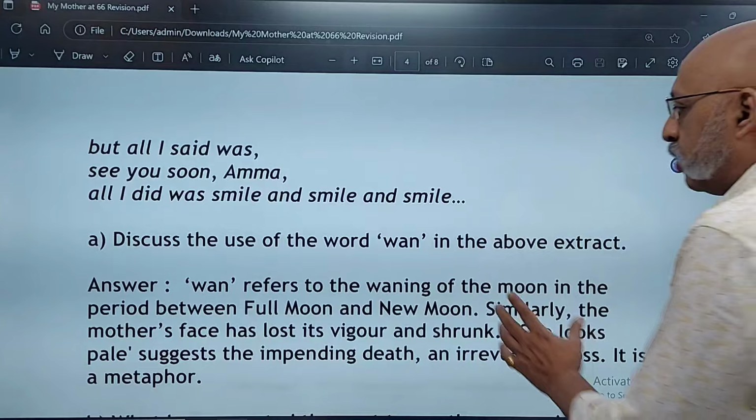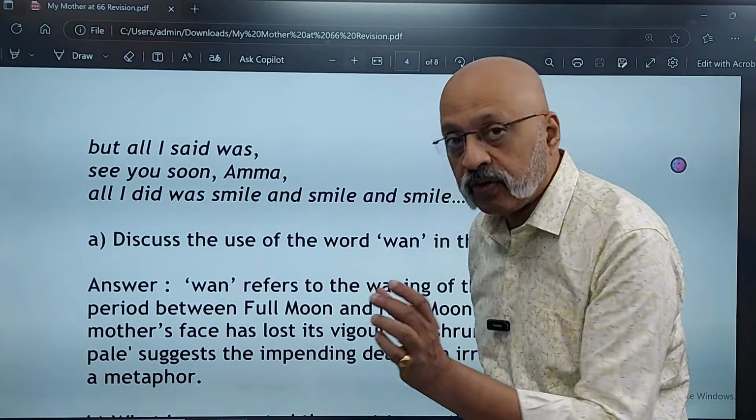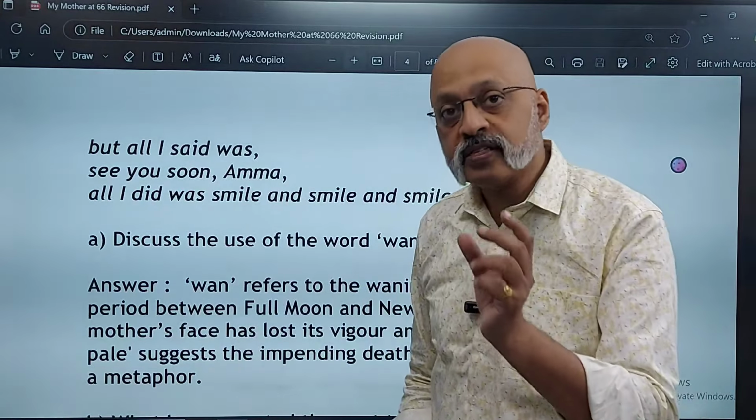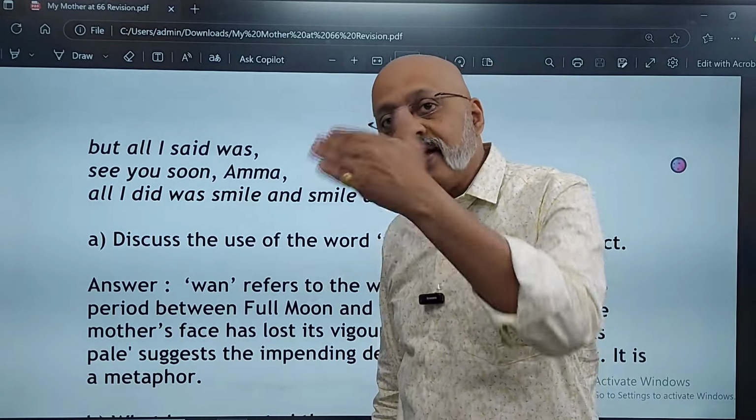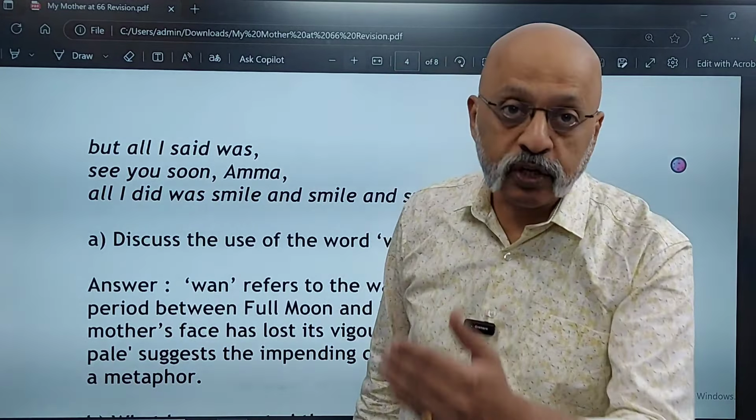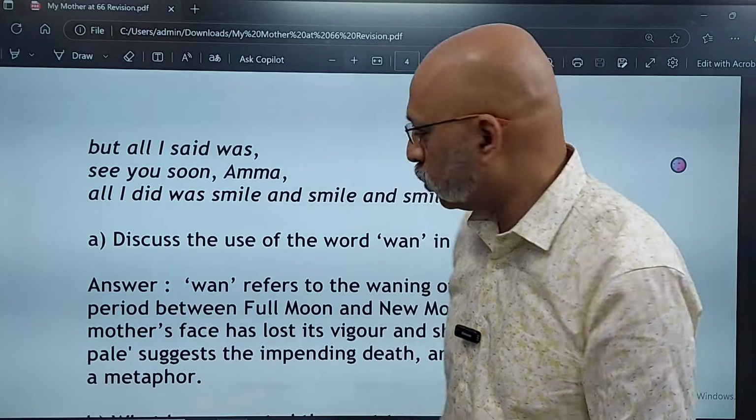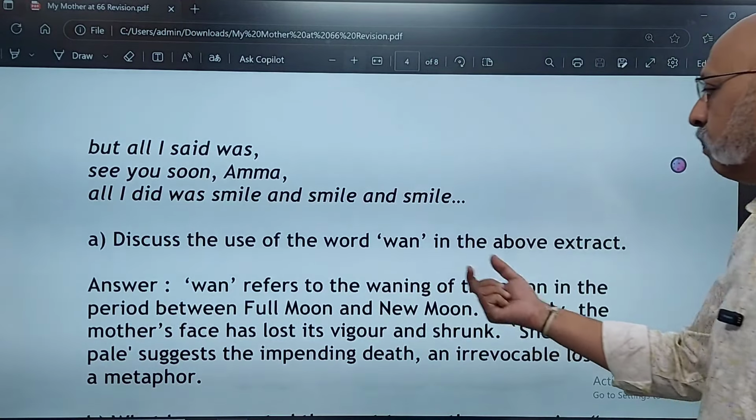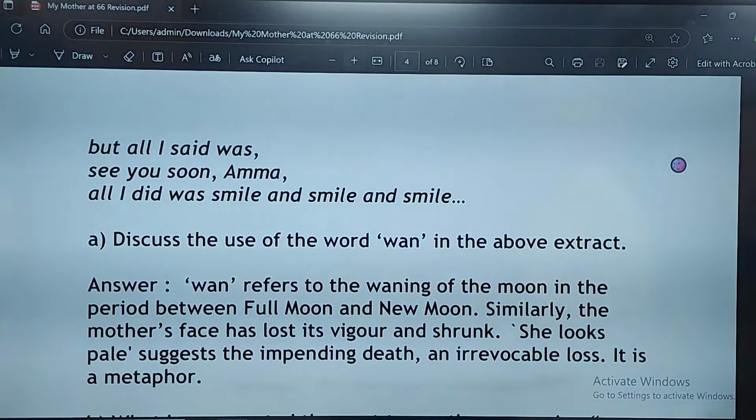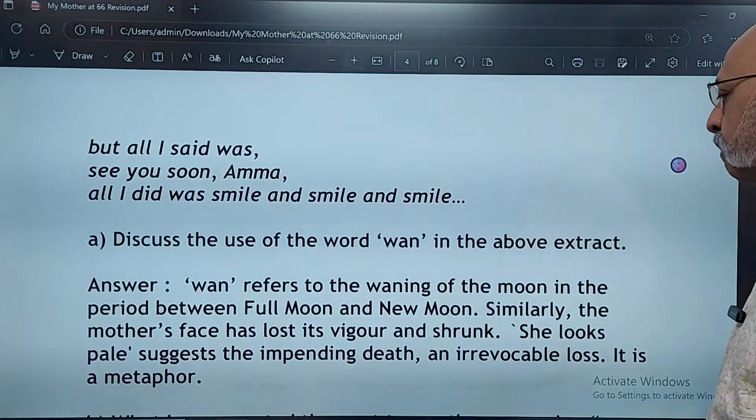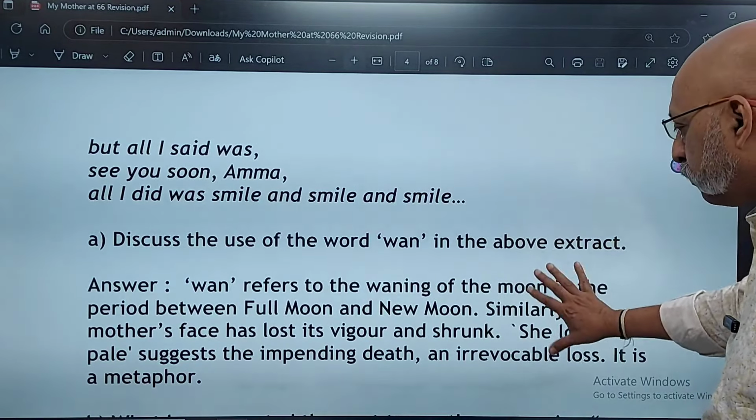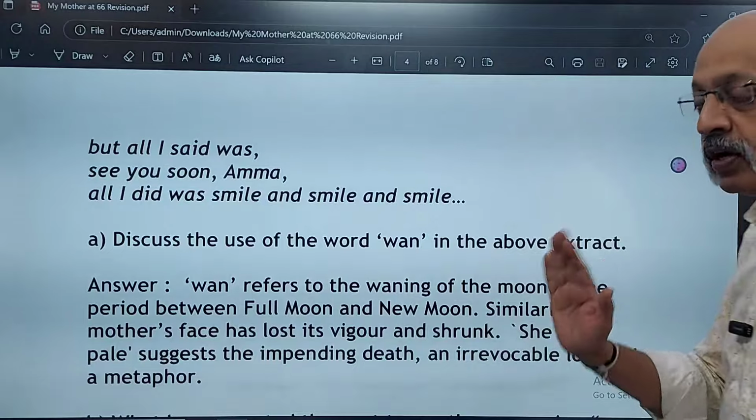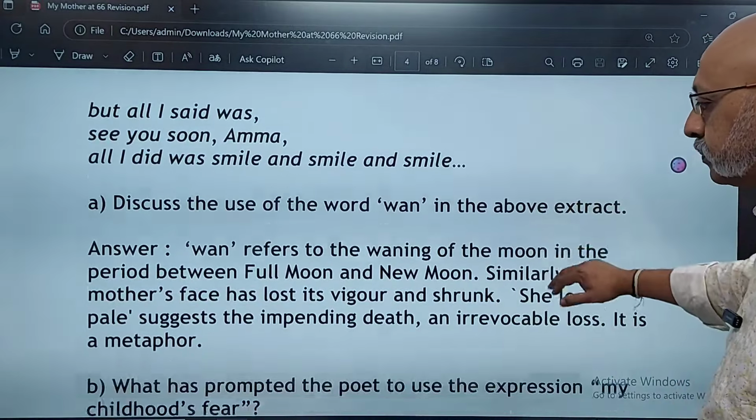Similarly, the mother. So when you get words like this, technical words, ensure that you always explain the technical meaning of that particular word and then link it to the way in which it has been used in the particular poem or story. So similarly, the mother's face has lost its vigor and shrunk. She looks pale, suggests the impending death and irrevocable loss. It is a metaphor. So if you write like this, nothing will prevent you from scoring full marks.